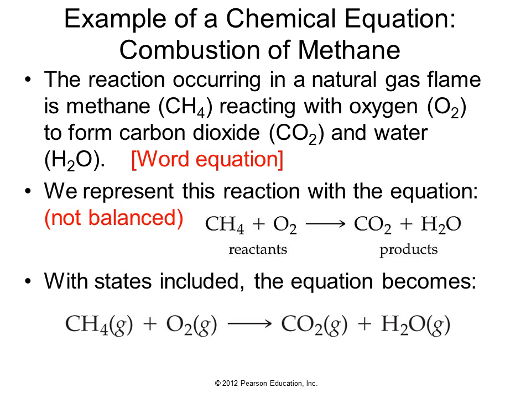Here's an example: the combustion of methane. The reaction occurs in a natural gas flame, which is methane. The formula is CH4 for methane, reacting with oxygen, O2, to form carbon dioxide and water. This would be the word equation. So we represent this as a chemical equation, writing down the reactants, methane and oxygen, reacting to form carbon dioxide and water. If we add the states, that makes it even more clear. This is a gas, another gas reacting with carbon dioxide, a gas, plus water, a gas.